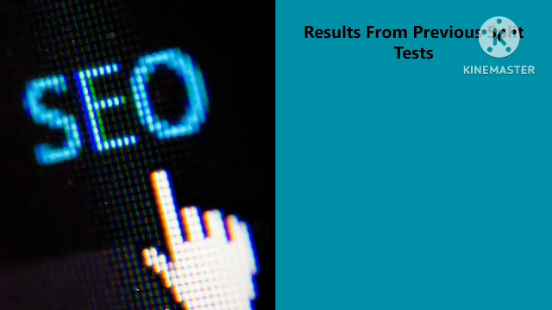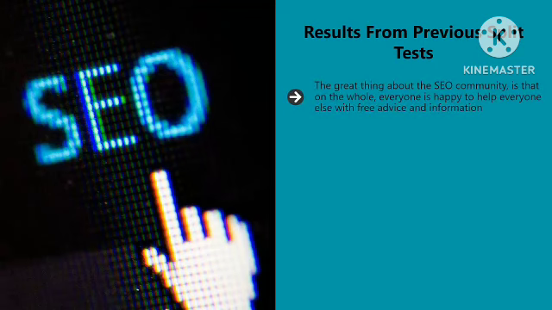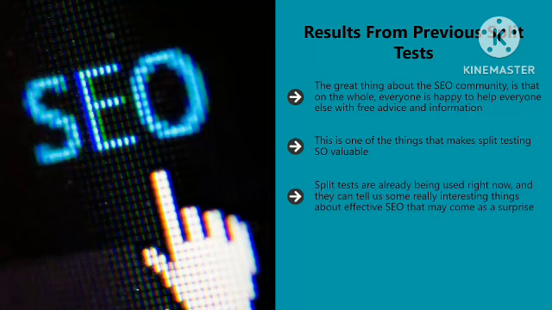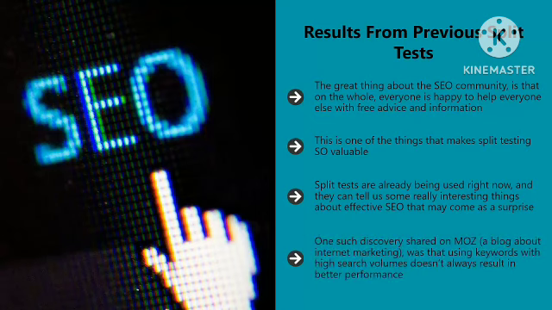Results from previous split tests. The great thing about the SEO community is that, on the whole, everyone is happy to help everyone else with free advice and information. This is one of the things that makes split testing so valuable. When a company takes the effort to run tests on hundreds of their pages, they can obtain some useful information that can be used by the entire internet marketing industry until Google changes its algorithms. Split tests are already being used right now, and they can tell us some really interesting things about effective SEO that may come as a surprise. One such discovery shared on MOZ, a blog about internet marketing, was that using keywords with high search volumes doesn't always result in better performance.